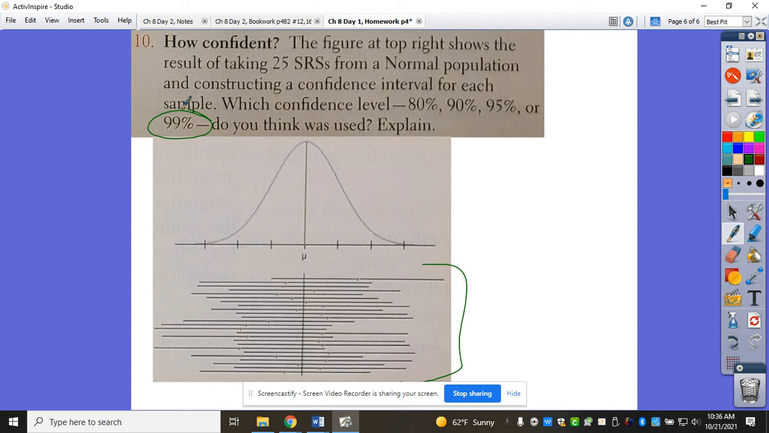So number 9 and number 10 are basically like the whole concept of what we did yesterday. You won't physically see a problem like that very often, but that's the whole idea of everything that's going on behind the scenes of what we do for this chapter.